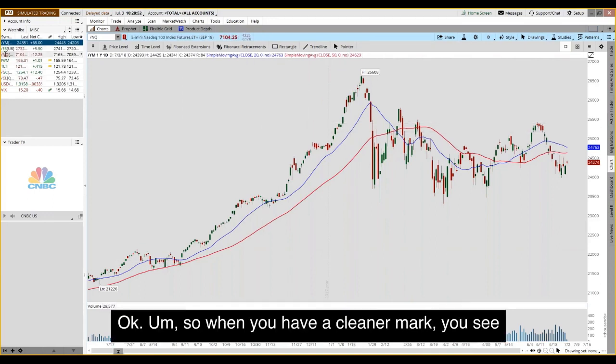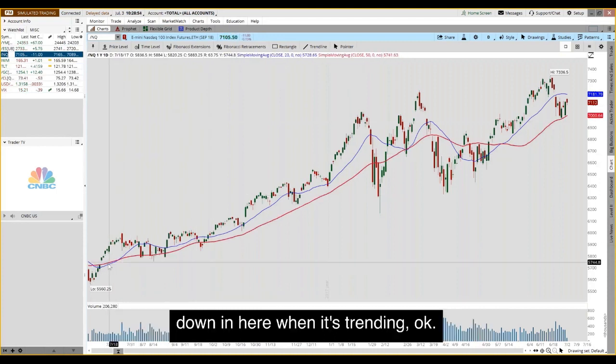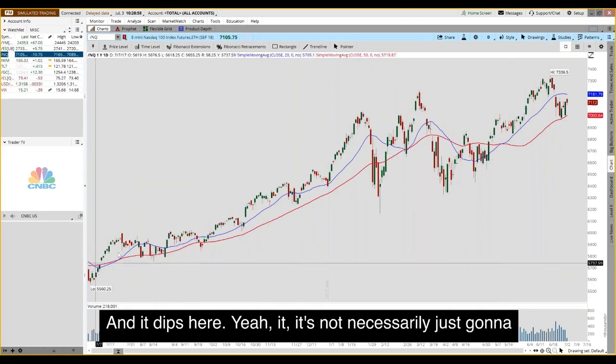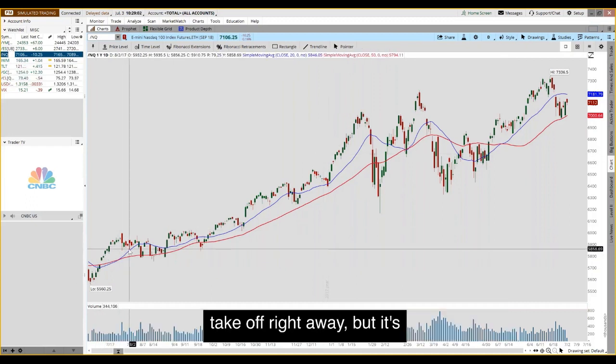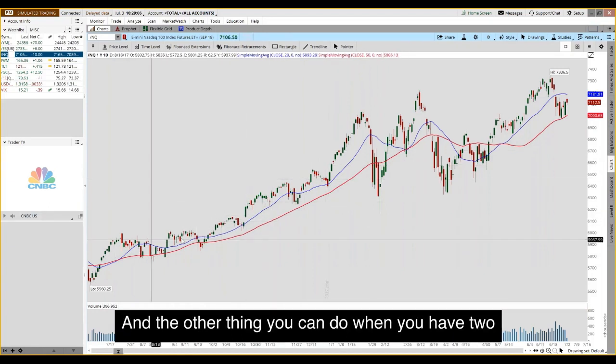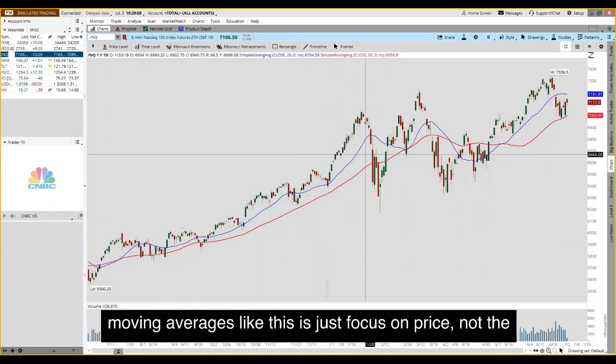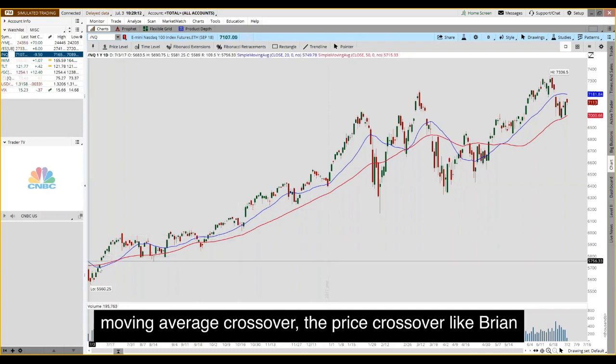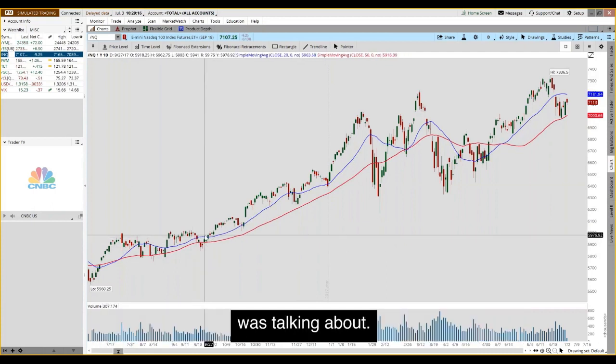So when you have a cleaner market, you see down in here when it's trending, and it dips here, yeah, it's not necessarily just going to take off right away, but it's much easier to manage and remain in. And the other thing you can do when you have two moving averages like this is just focus on price, not the moving average crossover, the price crossover, like Brian was talking about.